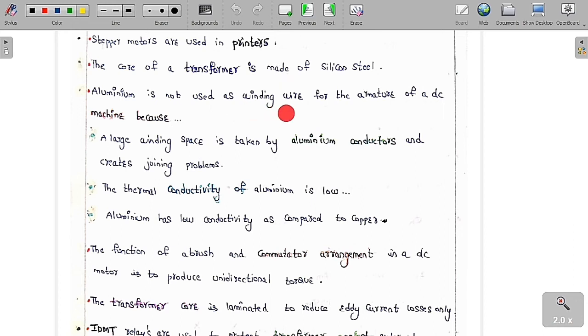Aluminum is not used as winding wire for the armature of a DC machine because a large winding space is taken by aluminum conductors and creates jointing problems, and also the thermal conductivity of the aluminum is very low, and aluminum has low conductivity as compared to copper. That is the reason aluminum is never used as the armature winding in a DC machine, whereas we always use copper only.